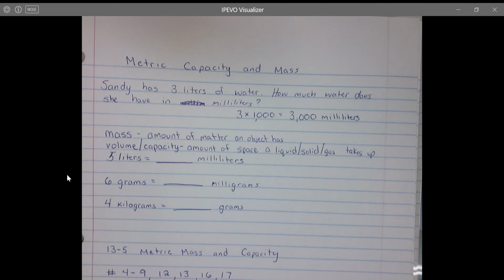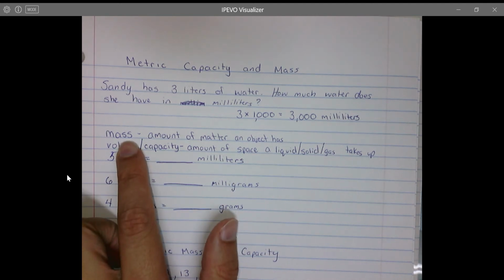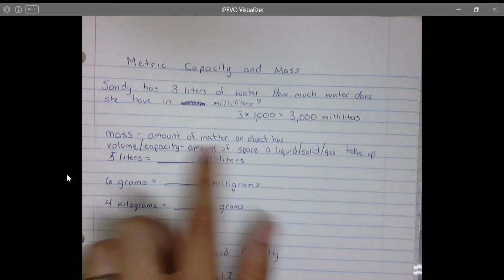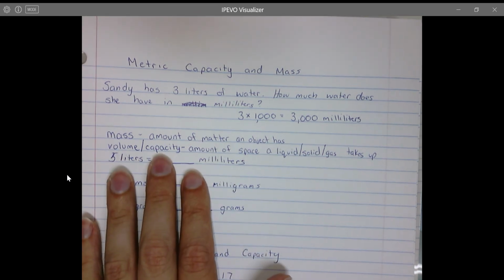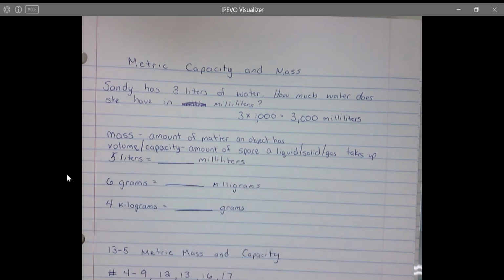So on Earth, we have so much gravity, and I weigh so much. When I go to the moon there will be less gravity, so I would weigh less. But my mass is going to stay the same. The amount of matter in me doesn't change. Volume and capacity are very similar concepts. That's the amount of space something takes up, whether it's a liquid, solid, or gas.